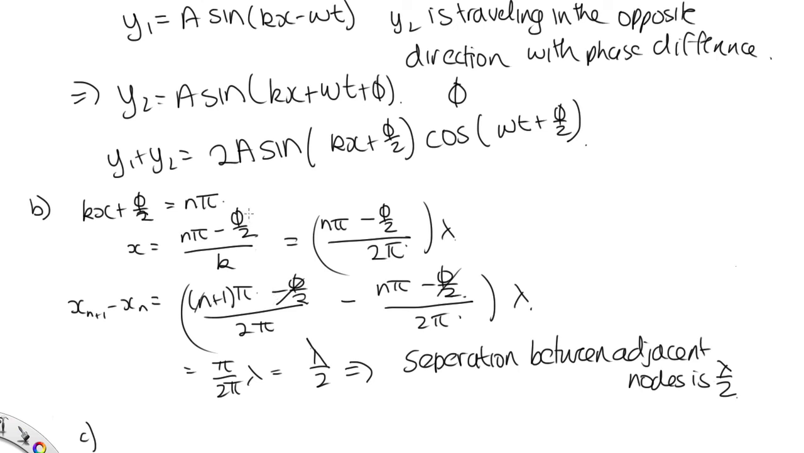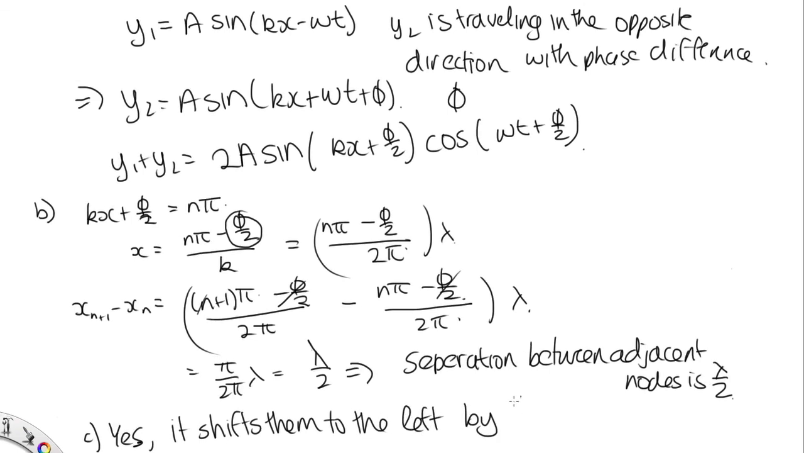Now part C asks us, would the position of the nodes change? Well, yes, it's changed by this factor. We've got the minus phi on 2 here, which we didn't have when phi was equal to 0. So yes, it shifts them to the left by phi over 2k. That's the entire additional term.